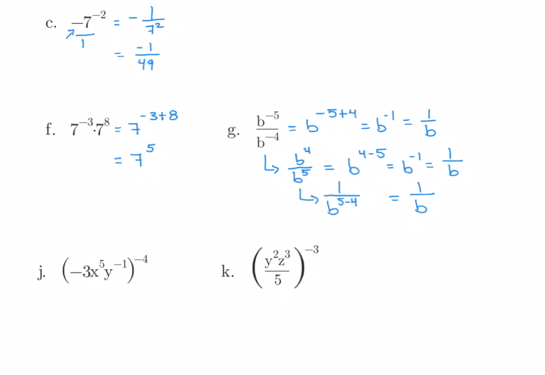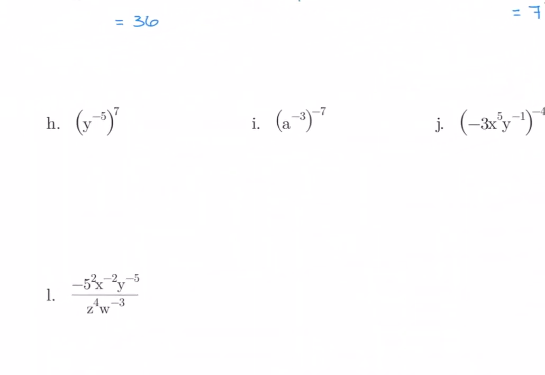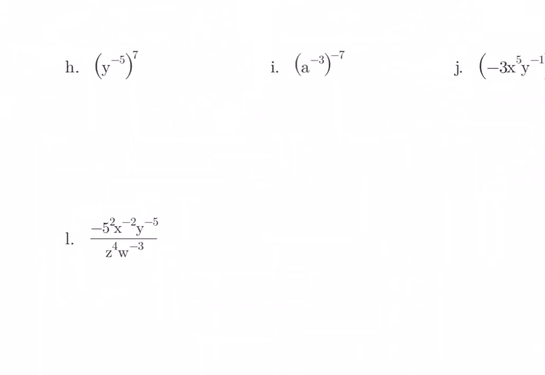Okay, let's go ahead and look at a couple other examples. Example H, we want to use our power rule. We're going to multiply our exponents. We get y to the -35. And again, remember to write with a positive exponent. I'm going to move it down to the denominator and change my exponent to a positive.